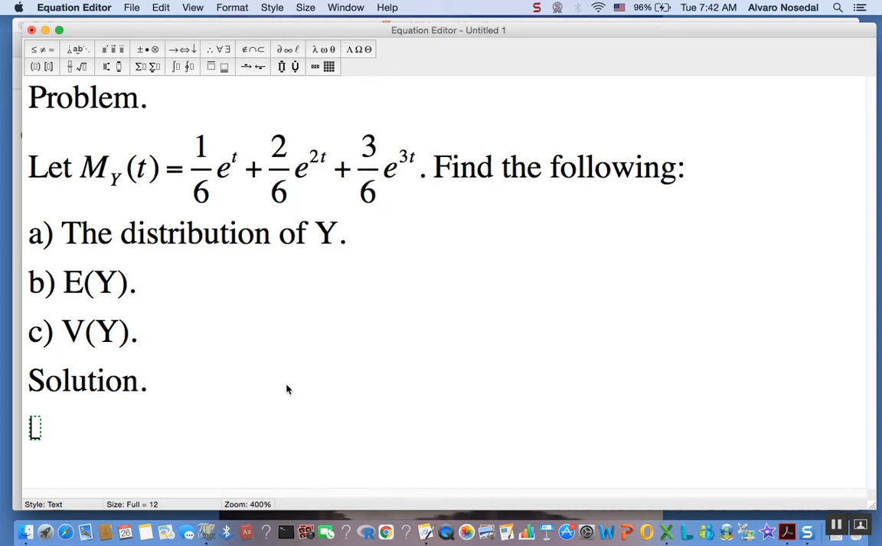We know that when we see those words, the distribution of y, what we mean is just we need the list of possible values for the random variable y along with its corresponding probabilities. That's what we want. So let's do part A.